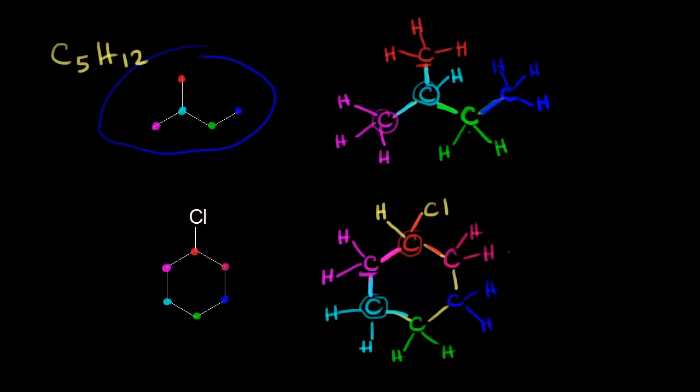So what's the total molecular formula for this compound? Well, we have a total of 6 carbons, right? 1, 2, 3, 4, 5, 6. So C6. And how many total hydrogens?